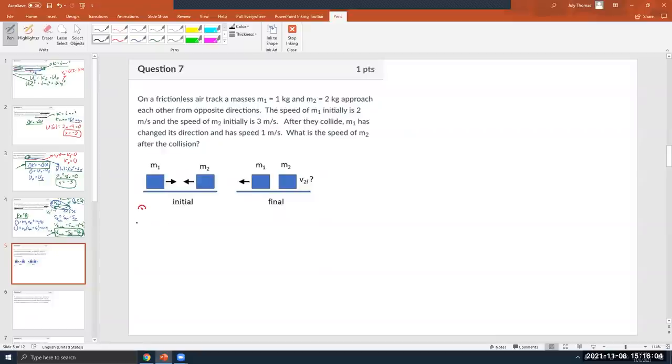So what that means is that velocity one initial is going to be positive 2 because it's traveling to the right. But the velocity for 2 initial, since block 2 is traveling to the left, as indicated on the diagram, left is negative. And then they tell us explicitly that it's 3 meters per second, so it'll be negative 3.